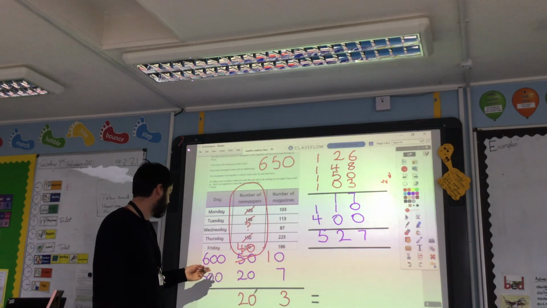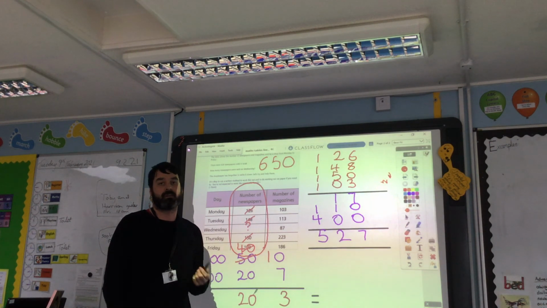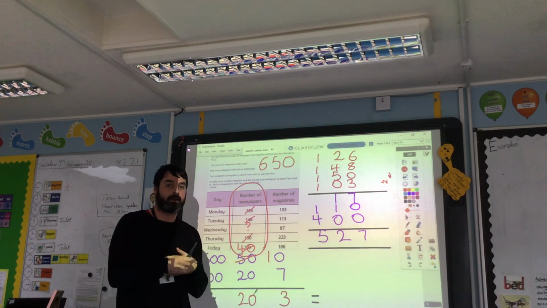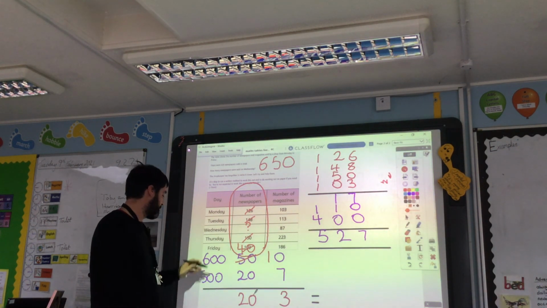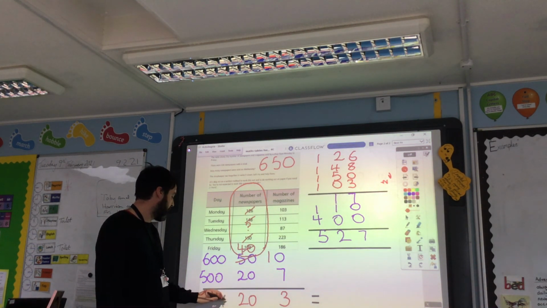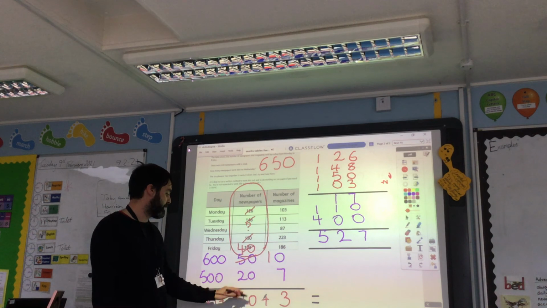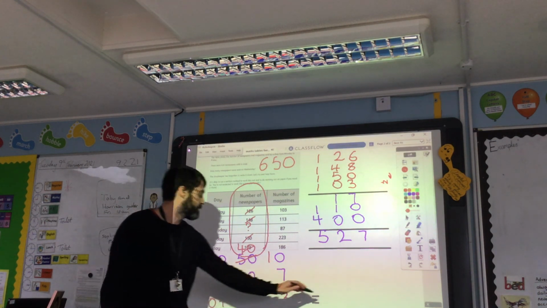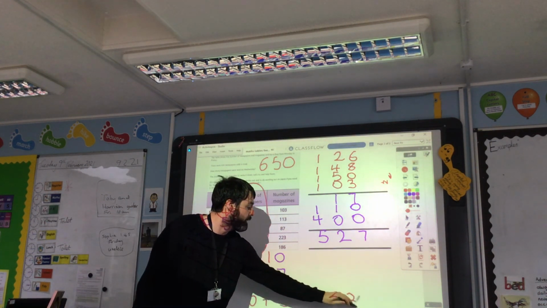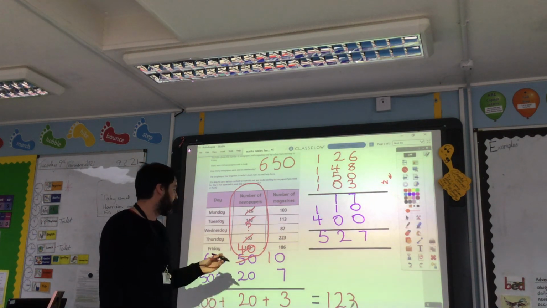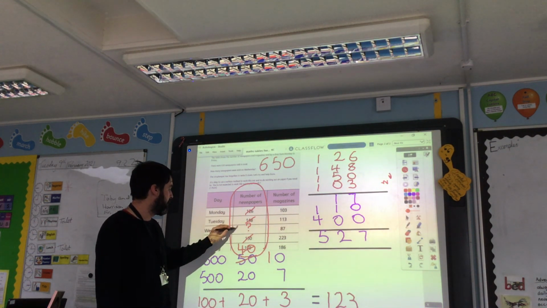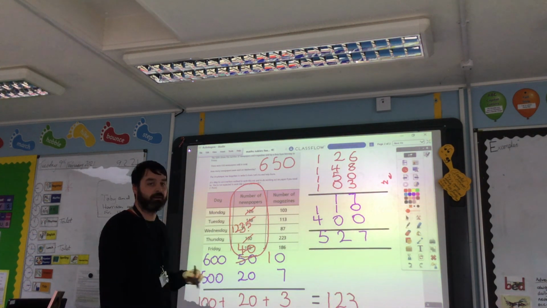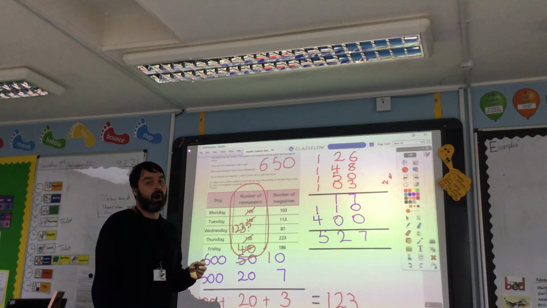And then 600 take away 500, well 6 take away 5 is 1, make that 100 times bigger, 600 take away 500 is 100. Add these together, 100 plus 20 plus 3 is 123. So we know that on Wednesday we must have sold 123 newspapers. I hope that helps.